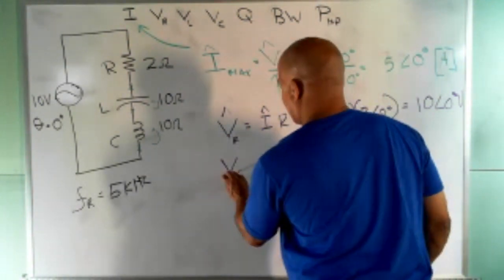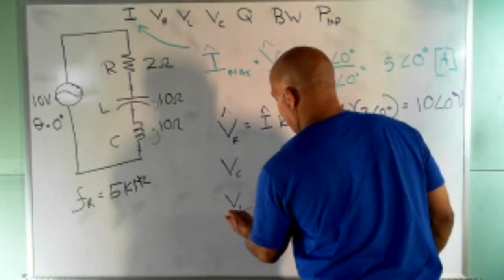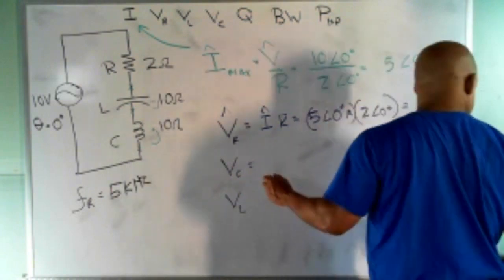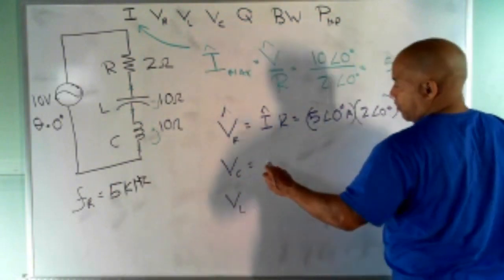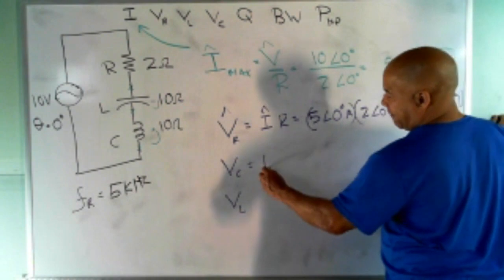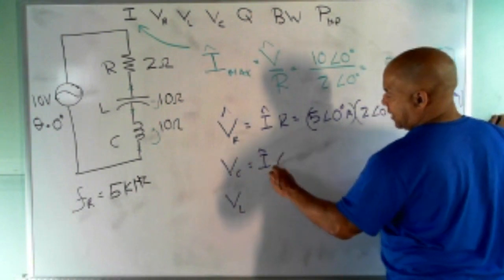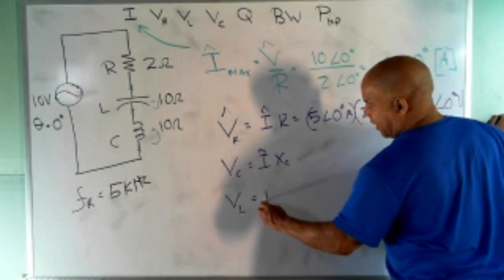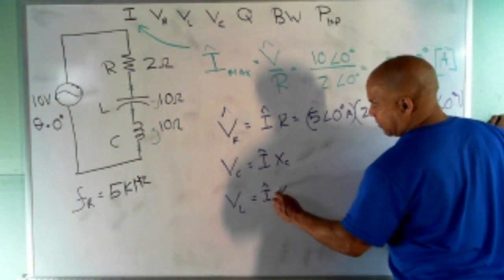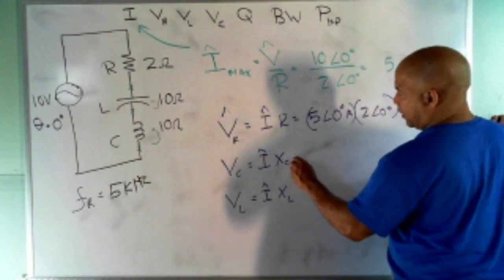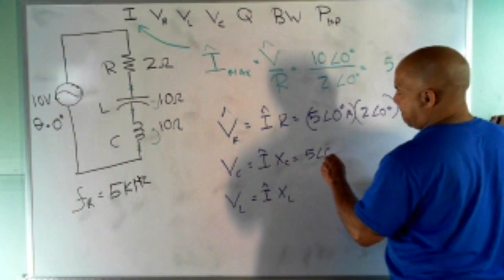Let's get VC and VL. VC is going to be I phasor times XC, and this will be I phasor times XL. This is 5 angle 0.